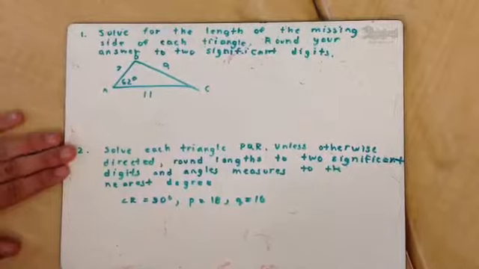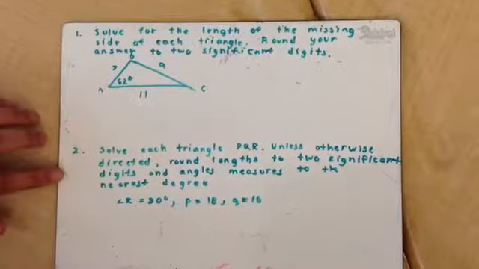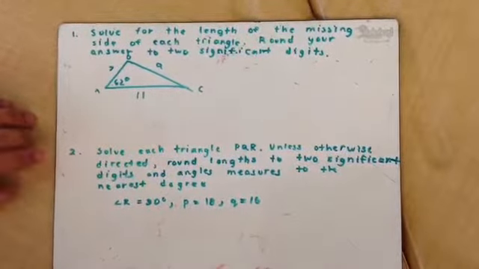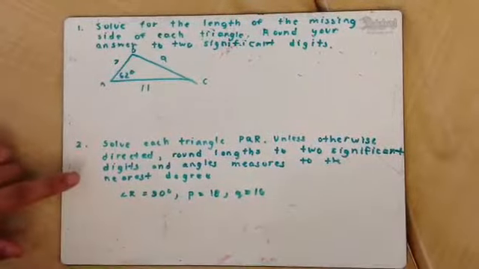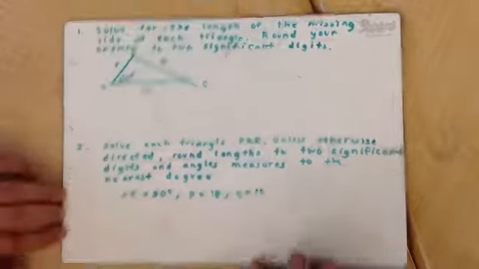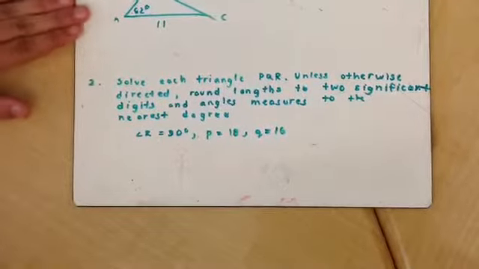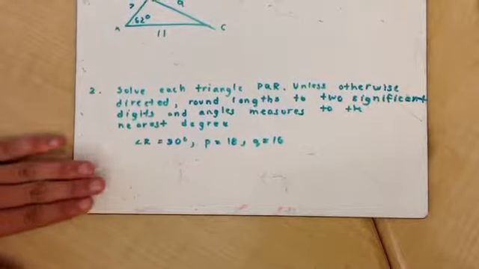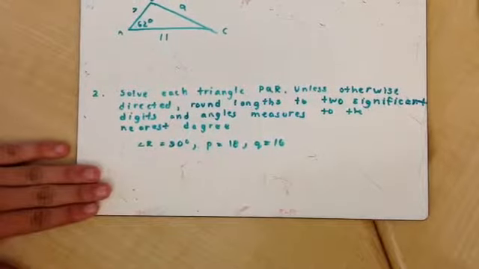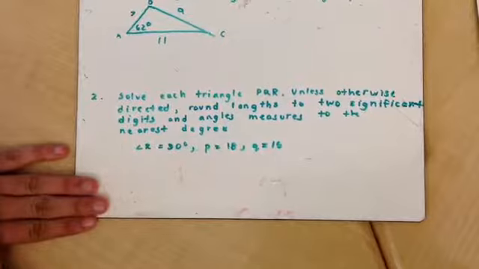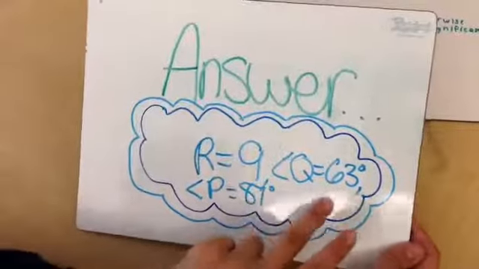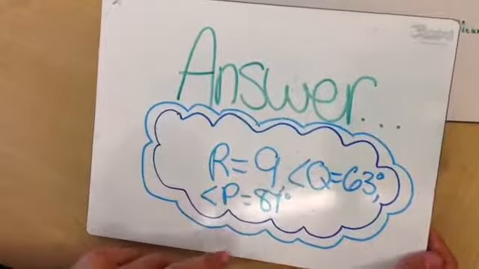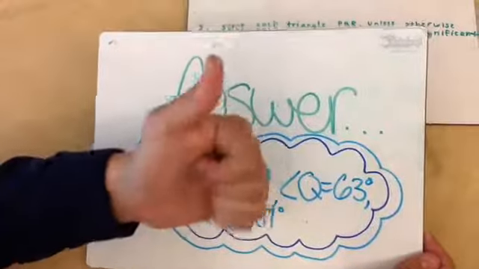Next problem. This is problem number 2. Solve each triangle PQR. Unless otherwise directed, round lengths to two significant digits and the angle measures to the nearest degree. So now we're going to do the same thing as number 1, but instead of giving you a triangle, you have to find out for yourself what the angles and sides are. You have 10 minutes to complete this problem. Good luck! The answer to this problem is R equals 9, angle Q equals 63 degrees, and angle P equals 87. There you go. That's how you do law of cosines.